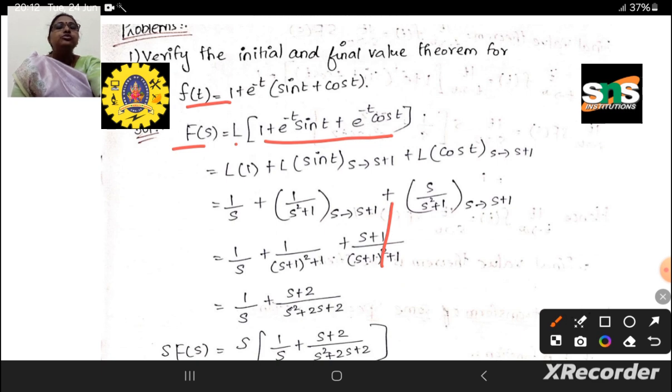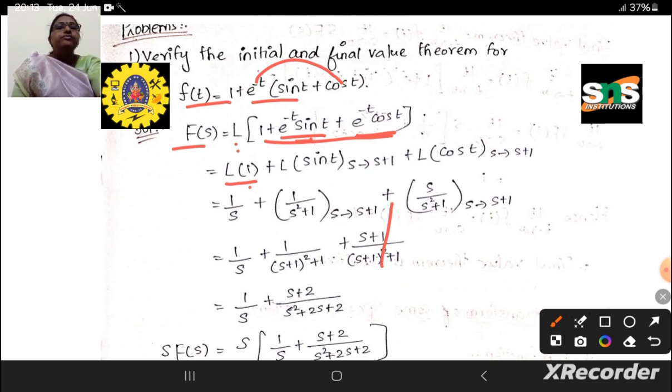So take the Laplace transform of each and every term. We multiplied e power minus t with the first term and e power minus t with the second term, and separated these as two terms. So first term L of 1, plus L of e power minus t into sin t, plus the third term e power minus t into cos t. These three terms are separated.